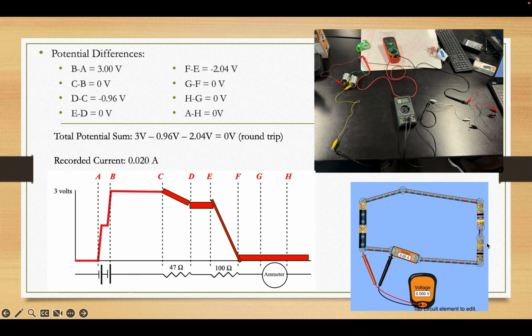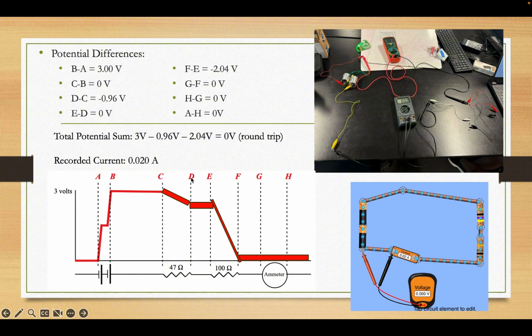Then we calculated potential differences between different parts of this series circuit. From B minus A, it's 3 volts, and then C to B was 0, from here to here. We basically went around the whole circuit to find the potential differences at different points. When we summed all these together, we got 0 volts for the total potential sum, and that makes sense because we made a round trip around the whole circuit. The recorded current was 0.02 amperes as usual.